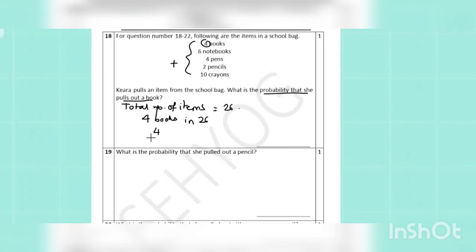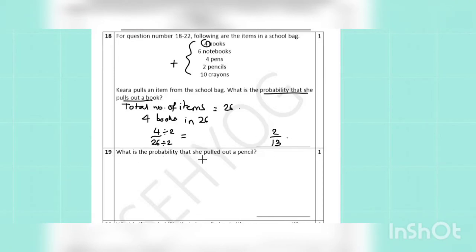In question number 18, Kiara pulled an item from the school bag. What is the probability that he pulls out a book? So total number of items is the sum of all the items here. That is 26 items are there. Out of which we can see that there are 4 books. Which means that 4 books out of 26 choices. So 4 over 26, we divide both by 2 and we get 2 over 13, which is our answer.